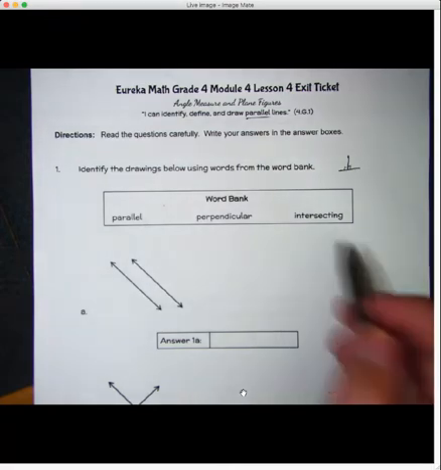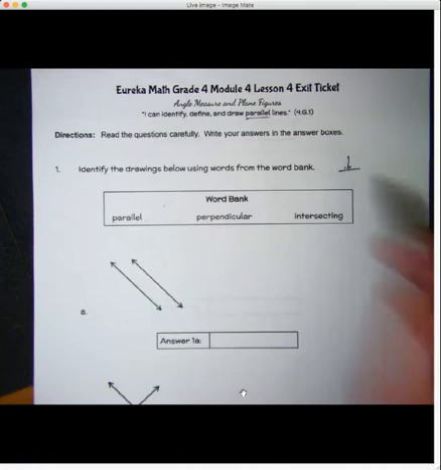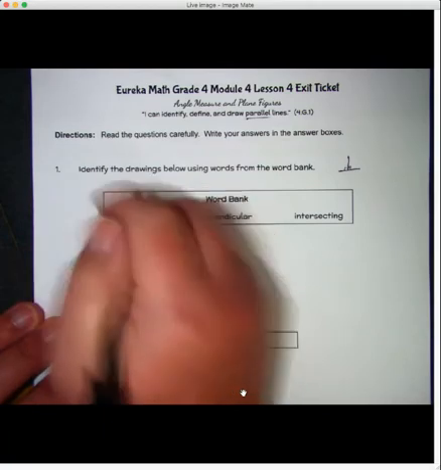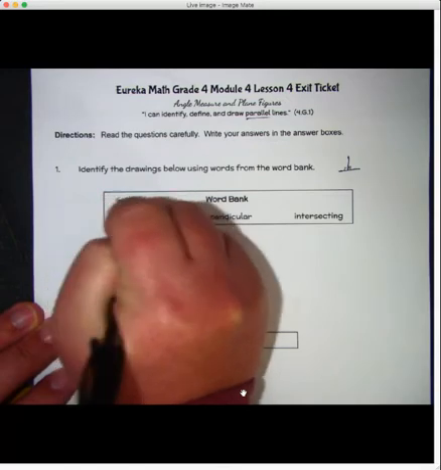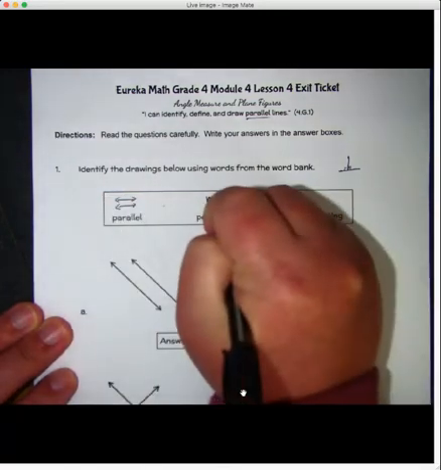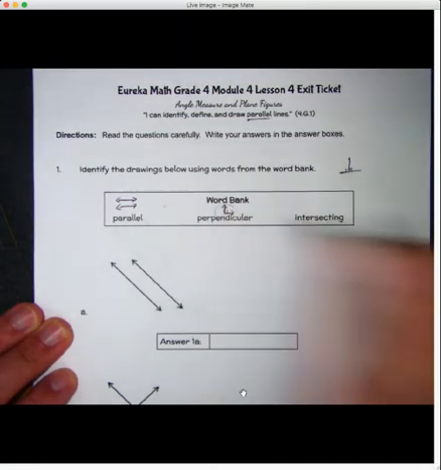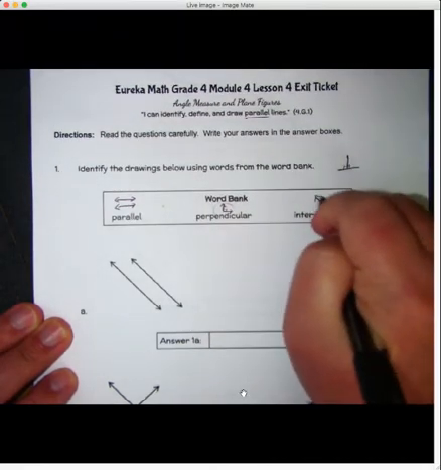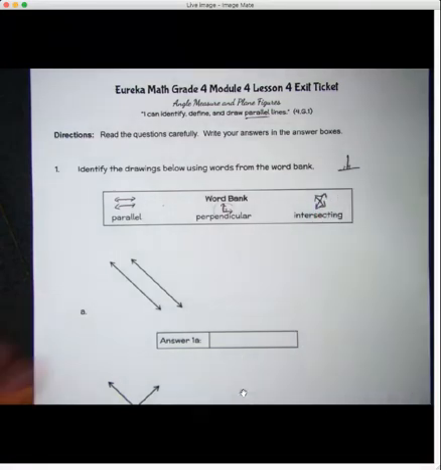And the third word we're going to see today is intersecting. Intersecting means the lines touch, but they don't form those right angles like perpendicular lines do. So parallel lines are lines that never touch, like railroad tracks. Perpendicular lines, we know, are lines or line segments that form a right angle. I made an angle there, didn't I? And intersecting lines, think of an X. They cross, kind of make an X, but there are no right angles.